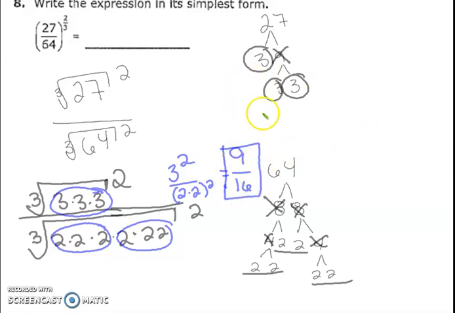If you do not believe me, check this on your calculator. It will also give you 9 over 16. Okay? Whatever number is out front, that's how many come out in a group. Okay? How many come out in that group?